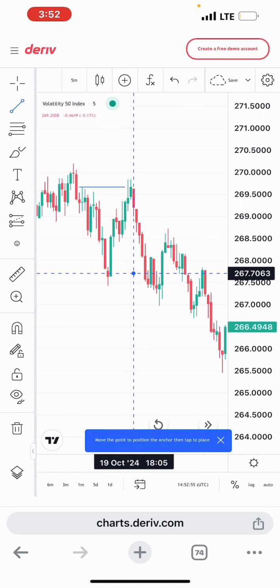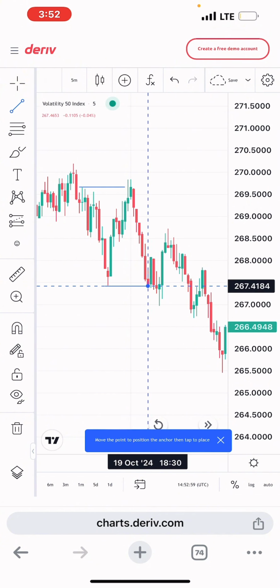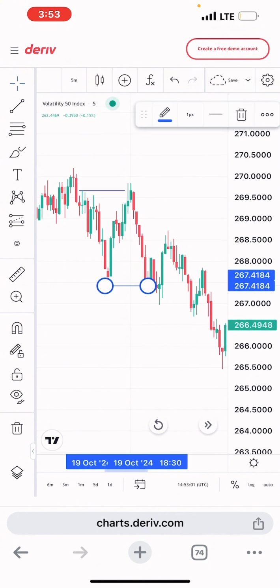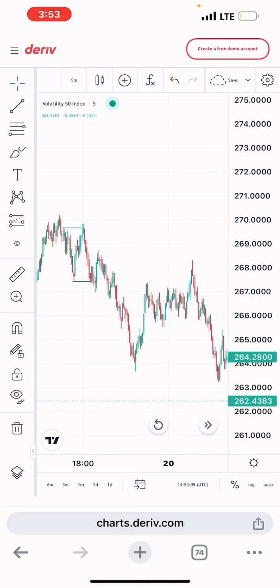What are we looking for next? We are looking for a break of structure to the downside. So you see we have a break of structure to the downside. The next thing we're going to be looking for is a pullback.